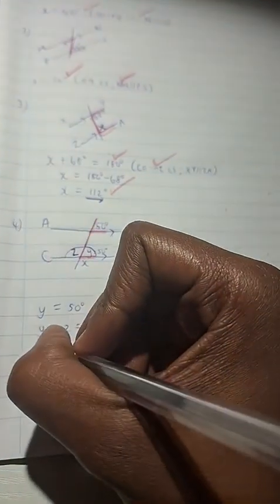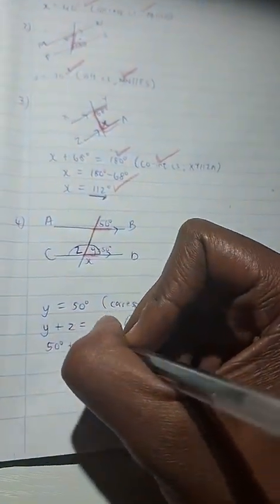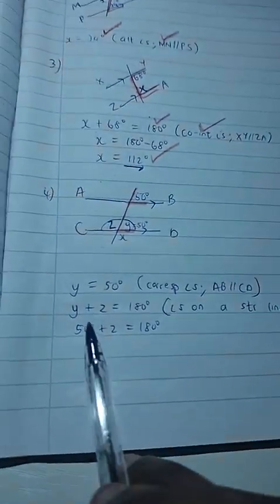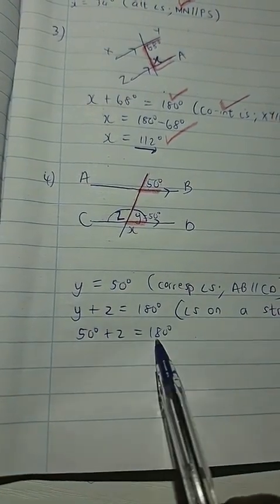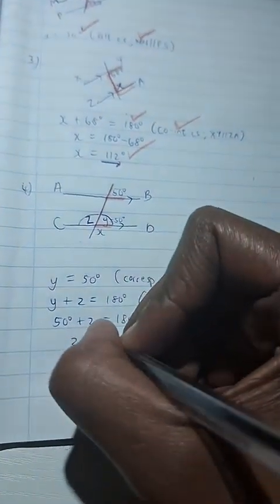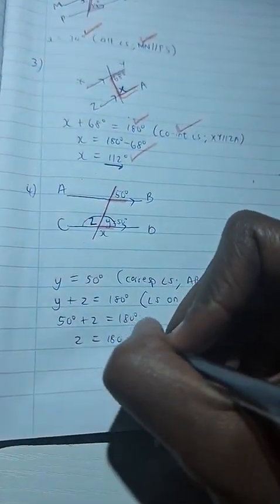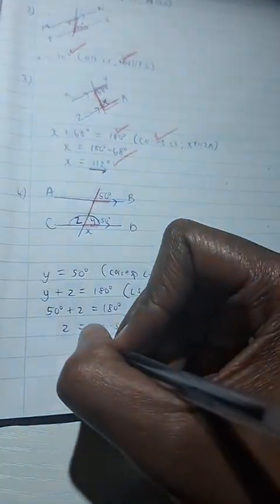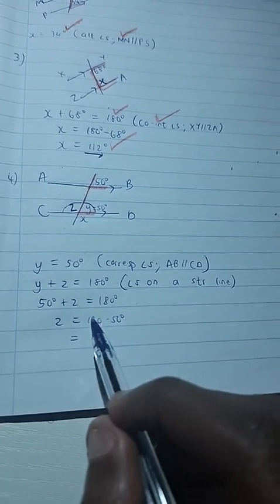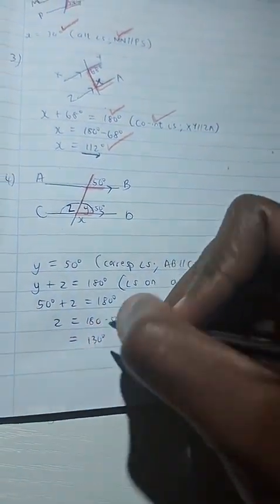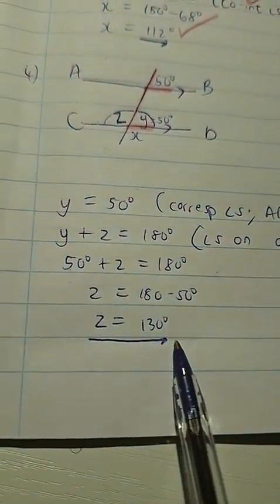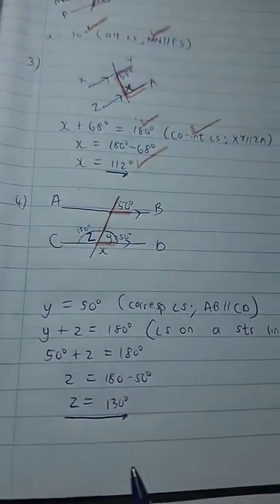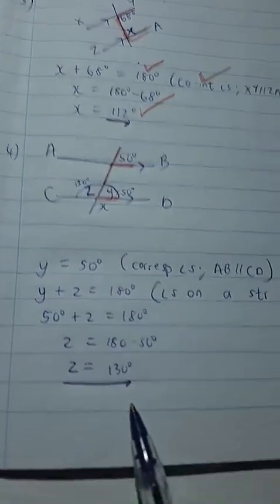Are you with me? Y we know is 50. Z we want to find. So we substitute in the place of Y, because we have it, 50 degrees plus Z is equal to 180. Then we transpose the 50 degrees, and the 50 degrees becomes negative 50. What's 180 minus 50? 130. So that means the value of Z is equal to 130 degrees. So we go and update our diagram: 130. Make sense? I hope you understand, guys.